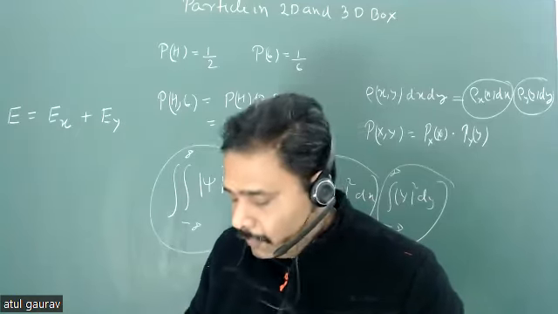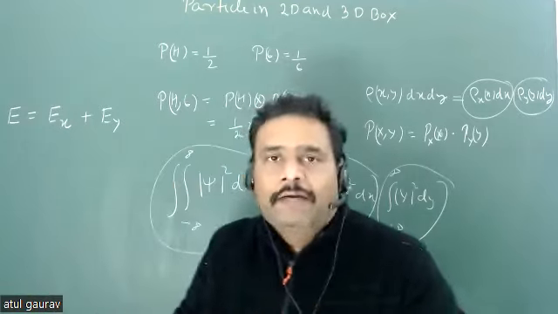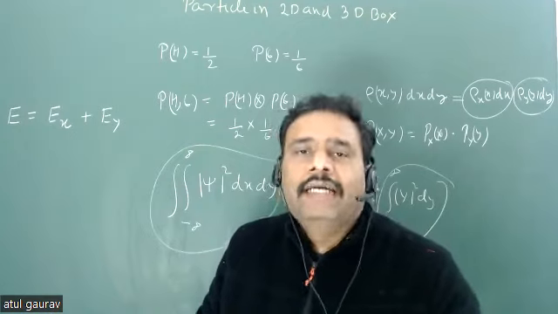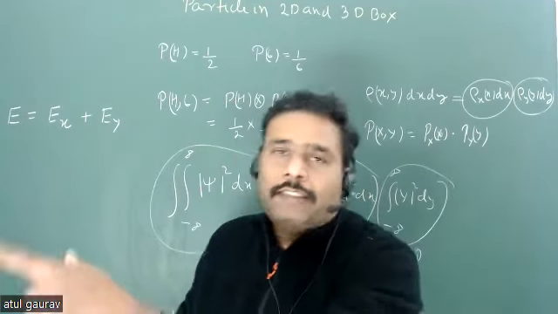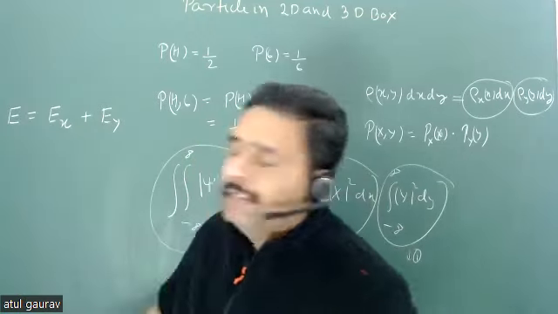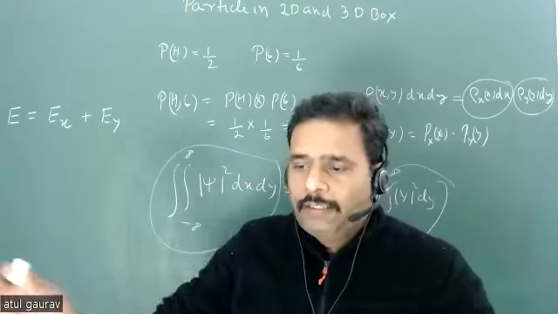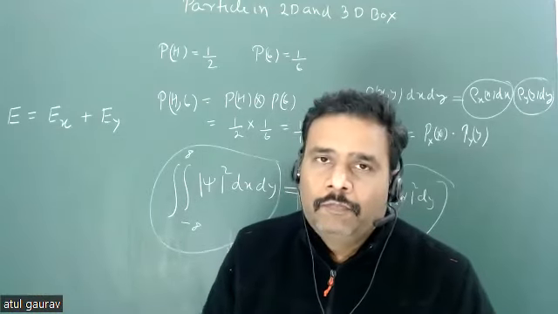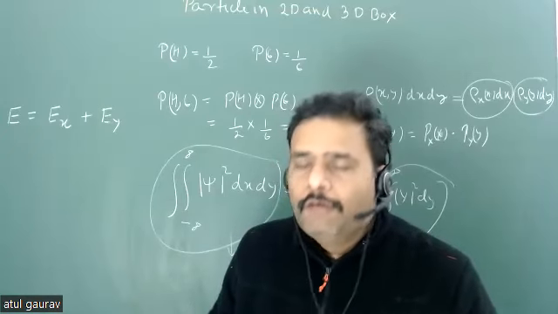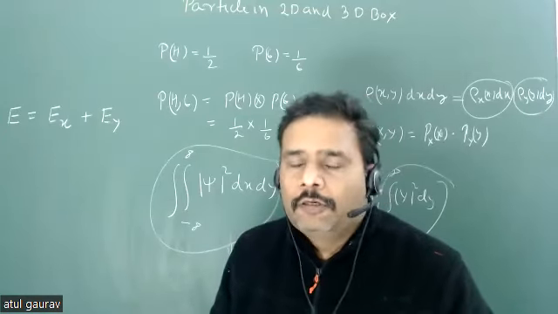So what you can do, you can say that x is the variable. It will tell you about some degree of freedom. So Ex is the energy associated with that degree of freedom, and Ey is the energy associated with the y degree of freedom, and total energy is the direct sum, and total wave function is the direct product. So this will work, और इसके थ्रू हम अपने प्रॉब्लम को बहुत ही इजीली सॉल्व कर पाते हैं.